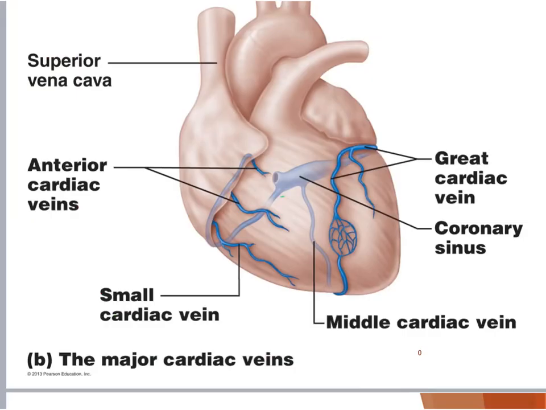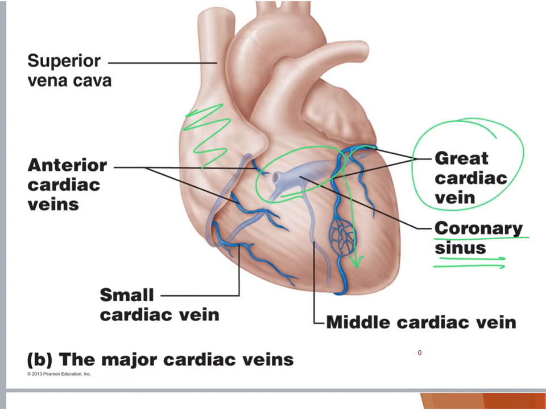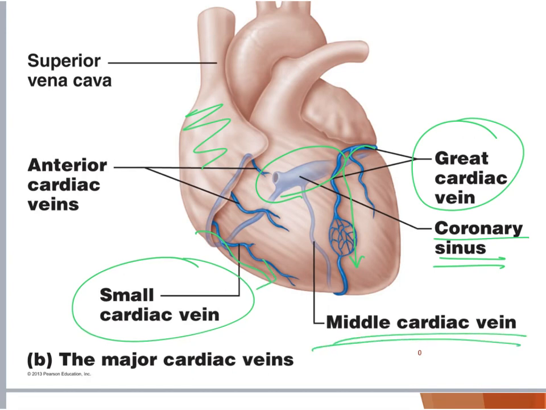All right, there's that very large coronary sinus. Again, it's on the posterior aspect. It's going to empty into this right atrium. Here's that great cardiac vein. I'm drawing an arrow alongside of it. Here's the small cardiac vein along with the marginal. And then on the posterior aspect here is that middle cardiac vein.